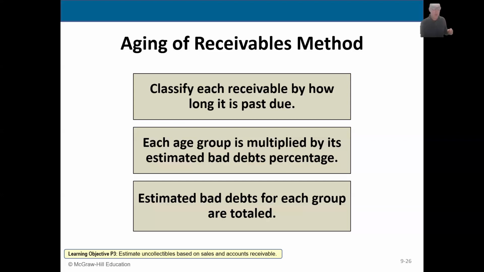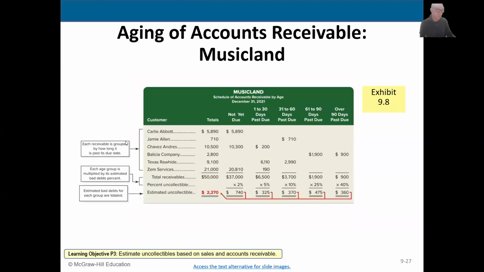So the way aging receivables method works is we classify it based off how long it's past due. It's usually current, meaning it's not late, 1 to 30 days late, 31 to 60 days late, 61 to 90 days late, 91 plus. That's how we classify it, and we put it in one of those categories. Each age group is then multiplied by its estimated bad debt percentage. The total is multiplied by that percentage. And then, of course, we add them all up at the end. I'm going to show you what this looks like.